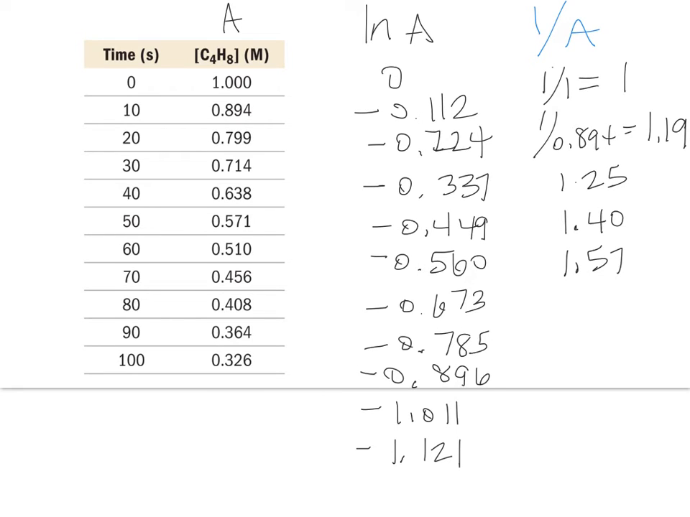1 divided by 0.571 is 1.75. 1 divided by 0.510 is 1.96. I lost my place there. And then 1 divided by 0.456 is 2.19. 1 divided by 0.408 is 2.45. 1 divided by 0.364 is 2.75. And lastly, 1 divided by 0.326 is 3.07.